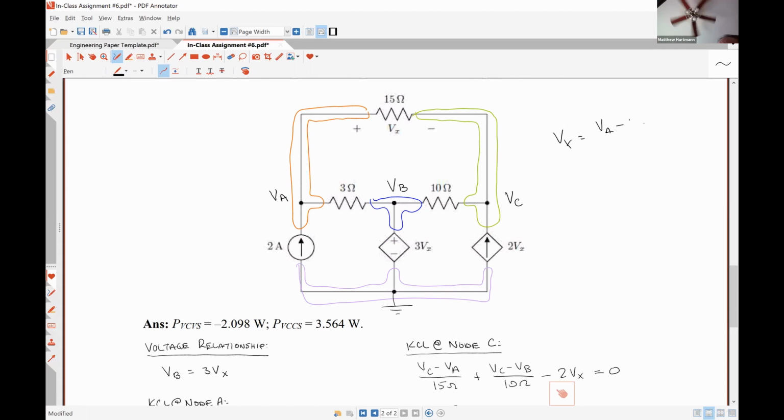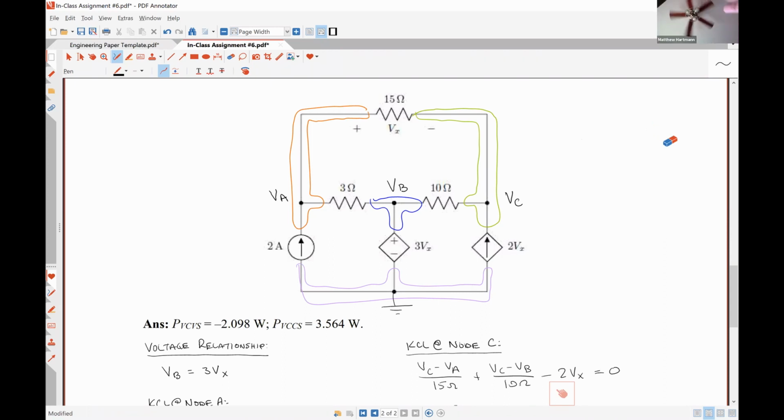VA minus VC over 15 ohms. That is the current flowing through our 15 ohm resistor. It is not the voltage drop. I don't know why students make that mistake extraordinarily often, but they do. So I just wanted to point it out so that hopefully we can cut off that behavior before it becomes a problem.